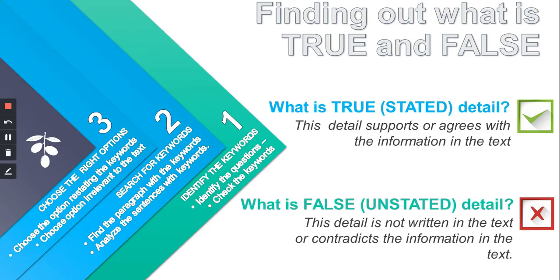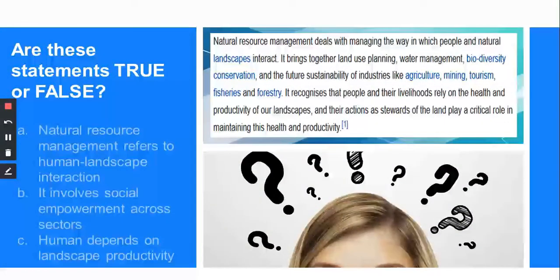Let's try to have a look at one example. Kita punya satu contoh teks atau example dari Wikipedia, right? This one is also about natural resource management. In this case, we have 3 sentences or statements. Coba kita cari tahu which statements are true and false, atau stated and unstated. First one, natural resource management refers to human landscape interaction.